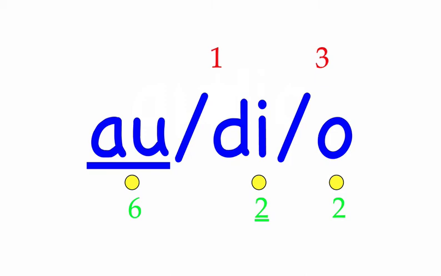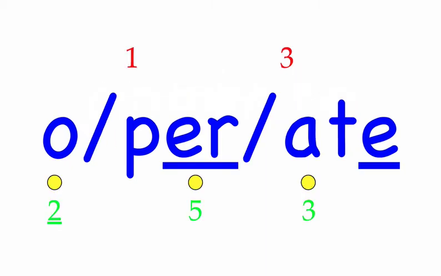Operate. Do you know how to operate this equipment? Operate. One sound. Per, two sounds. P, er. Eight, two sounds. A, t. Operate. Mark the word.